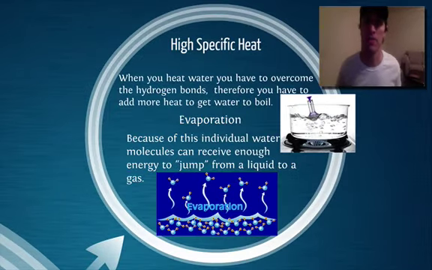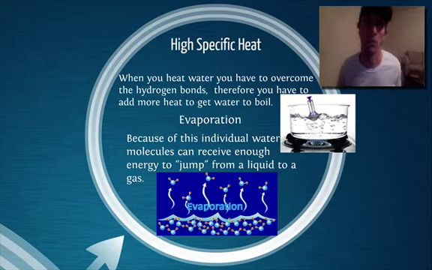Okay, high specific heat. This means that it takes water a lot of energy to boil. Okay, and the reason for this is these hydrogen bonds have to be broken more and more and more as you heat it up. So for a given amount or weight of water, you have to add a lot more heat than, say, something like liquid nitrogen or something like that. Okay, so that's an important property.